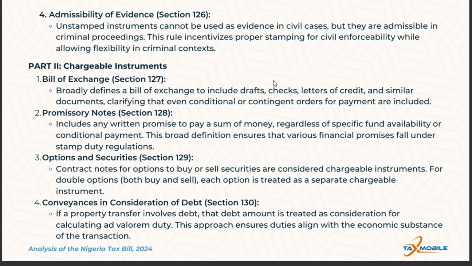Conveyance in consideration of debt, section 130. Property transfers involving debt treat the debt amount as the consideration for calculating stamp duty. For example, if a property is transferred as security for a debt, the duty is calculated on the debt amount, reflecting the true economic substance of the transaction.